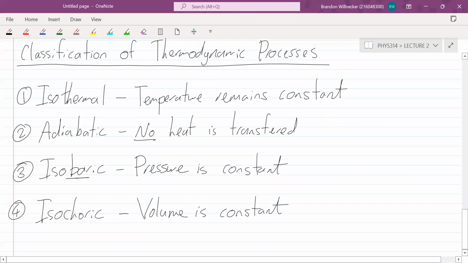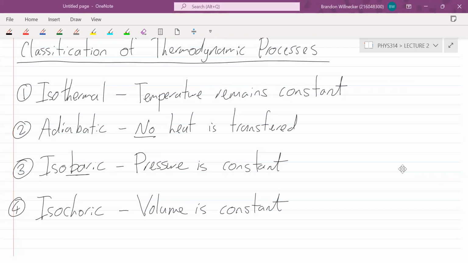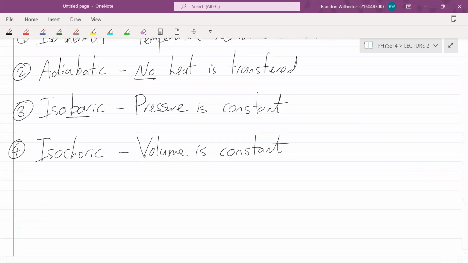Okay, so let's get back to our classification. So we have isothermal, temperature remains the same or constant. Adiabatic, no heat is transferred. Isobaric, pressure is constant. Isochoric, volume is constant. Okay, so those are just labels we give to certain processes that have these properties. Okay, and we can look at an example.